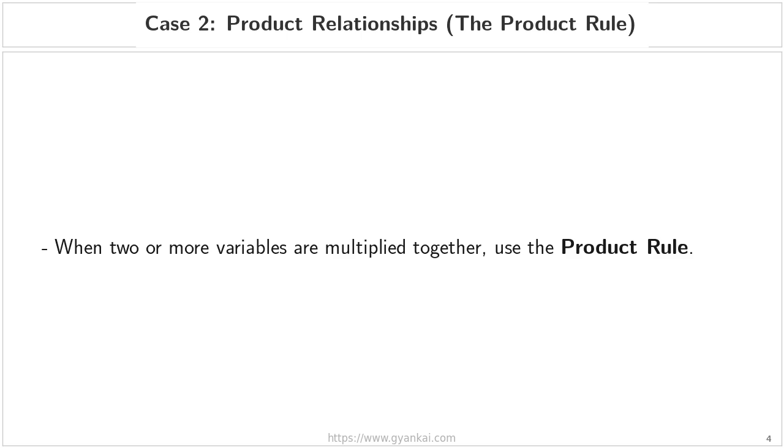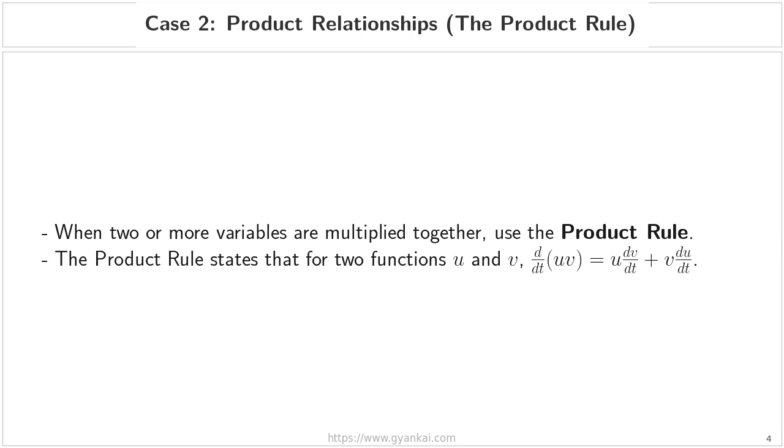Case 2, Product Relationships, the Product Rule. Now that we have covered linear combinations and the sum rule, let's move on to Case 2, which deals with product relationships. When you encounter a scenario where two or more variables are multiplied together, you cannot simply differentiate them individually. Instead, you must apply the product rule.